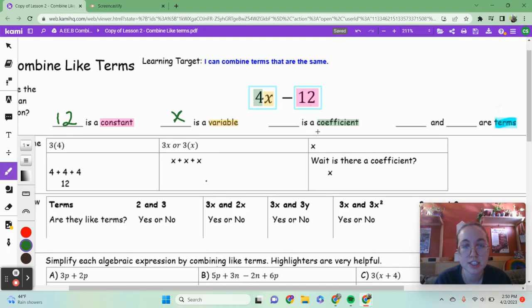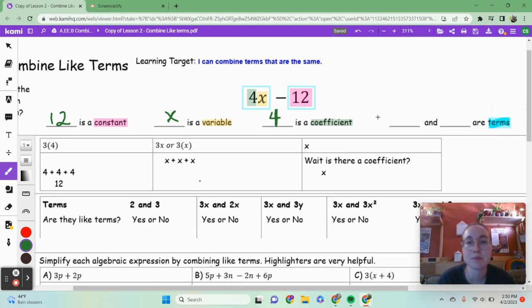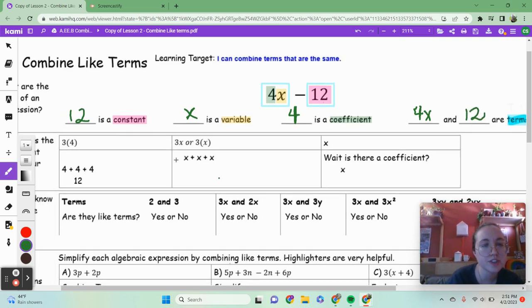The coefficient is the piece that multiplies the variable and comes in front of it. So in here, that is 4. Co meaning it goes along with, so it goes along with the variable. And the terms are the pieces of the expression that are separated by addition or subtraction. So in this case, we have subtraction. So our terms are 4x and 12.